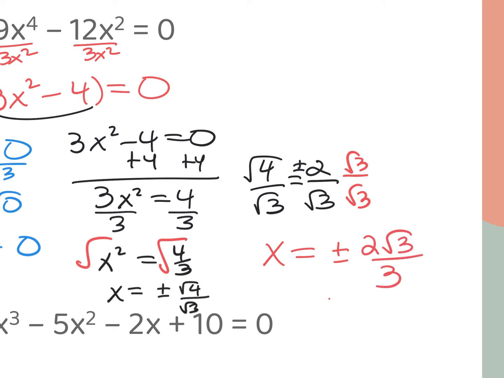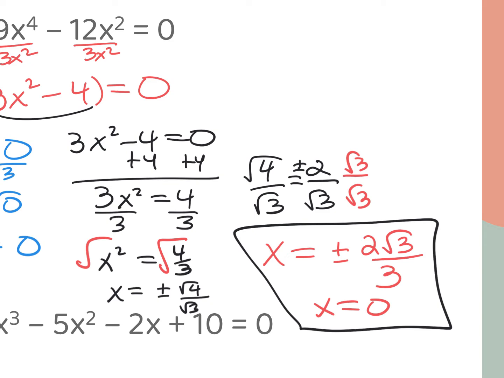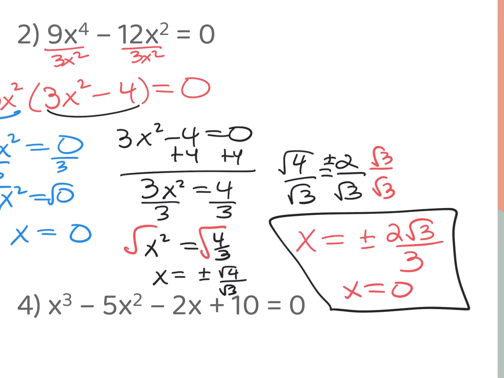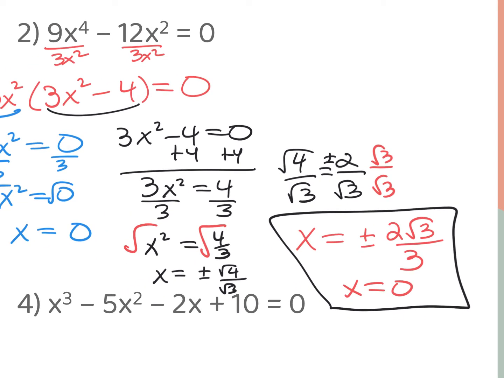And then don't forget about your other answer, which was x equals 0. So again, 4 answers I was looking for. Remember, the 0 counts for 2 of them. And then you've got the positive 2 root 3 over 3 and the negative 2 root 3 over 3.